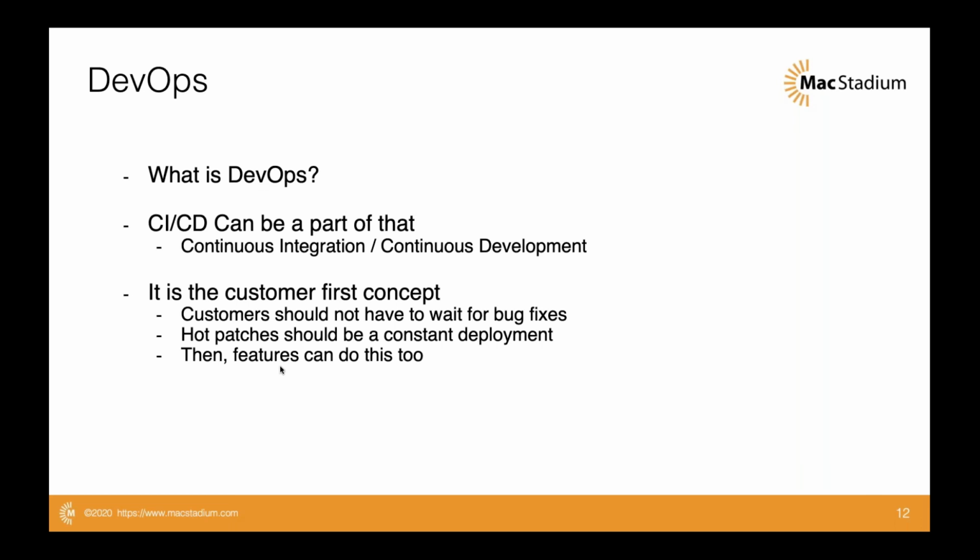Customers shouldn't have to wait for bug fixes. And also, hot patches are necessary and need to get out quickly. Once you have a mechanism for delivering those two methods, which is almost always a continuous style, then it's really not hard to make features accessible in the same way. And that's where this comes from.